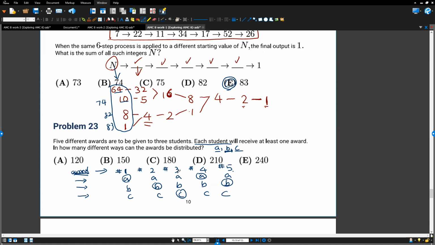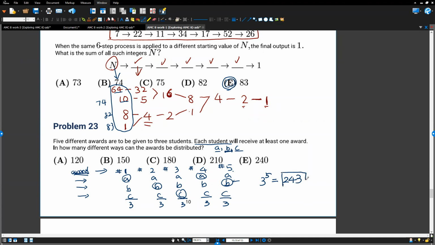Okay, award 3 is what? Charlie. Award 4 is what? Adam again. Award 5 is what? Bacon again. That's your choice. So how many total choices? Each award has 3 choices, so it's 3 to the power 5, which is 243, right?